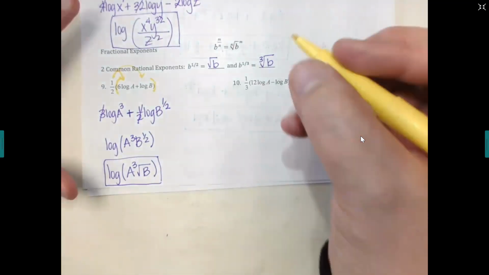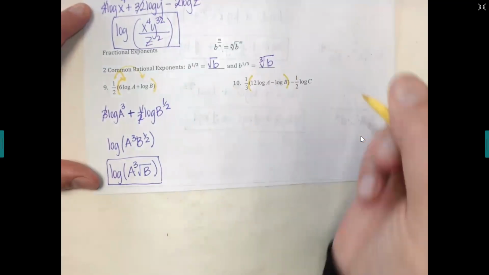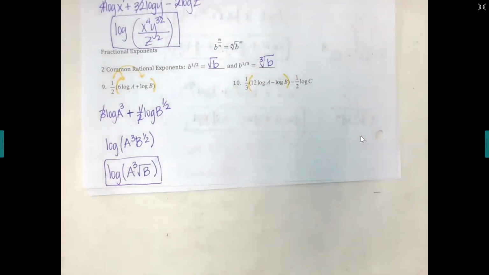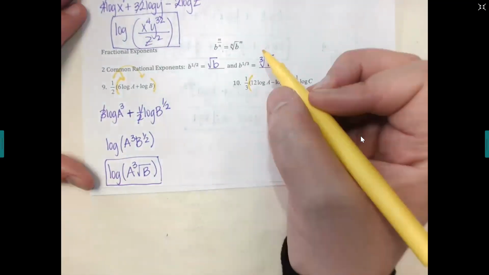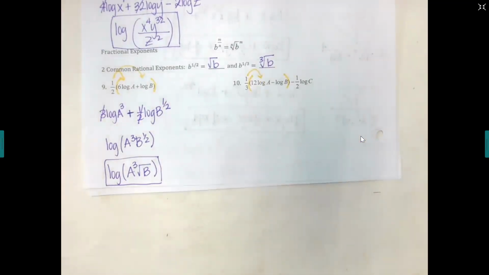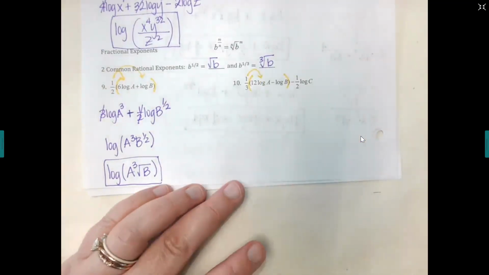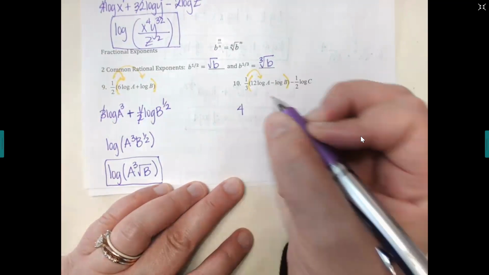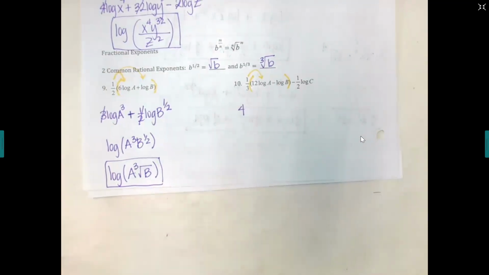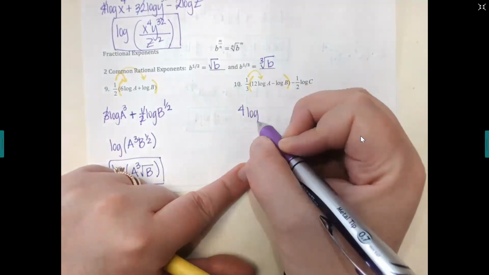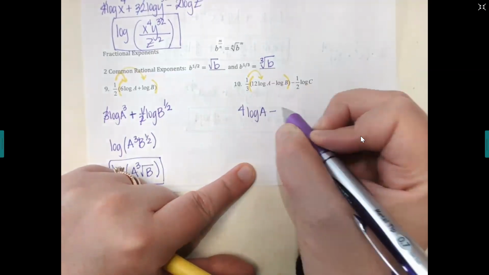Okay, number 10, can I move numbers up right now? Not if they're parentheses. So I have a 1/3 on the outside, I'm gonna have to multiply that in. What is a third times 12 log A? Very good, it is a 4. Remember that a third just means divide by 3. So if I divide by 3 on 12, that gives me the 4. So 4 log A minus a third log B minus a half log C.